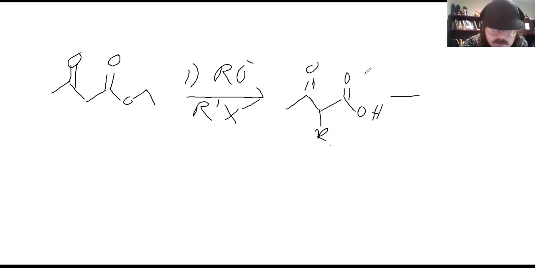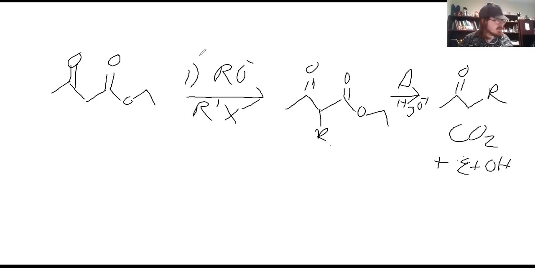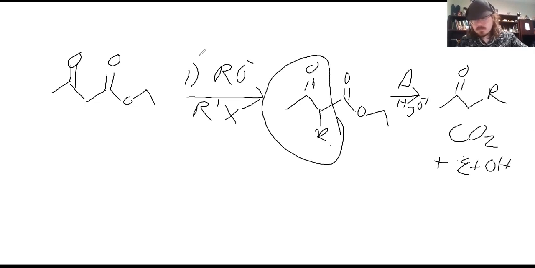Presence of heat. Sorry, a little ahead of myself. Heat and acid. Once again, we form a substituted ketone, CO2, and ethanol. So it's very similar to the malonic ester, except essentially at the end, you're cleaving off just that. And you've got to remember what acids do. Okay. That is where we will stop for now.